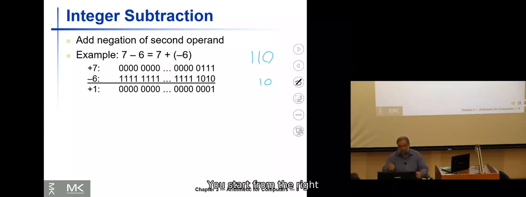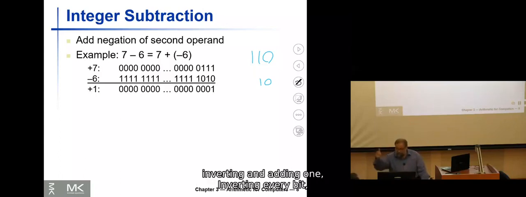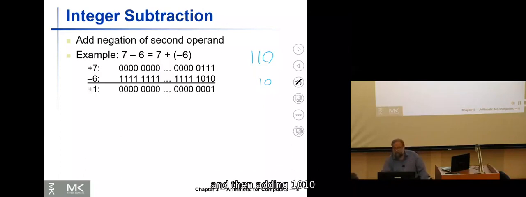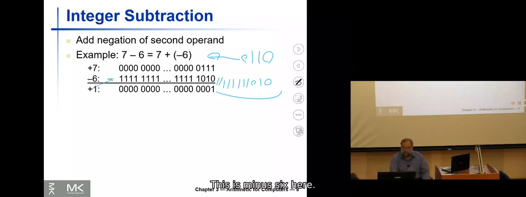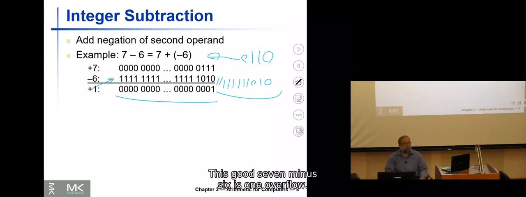You start from the right until the first one and then negate everything. It is the same as inverting every bit and then adding 1. So 0, 1, 0, and the other zeros that we have here all became 1. So this is minus 6 here. So 7 plus minus 6, when you add them, you get 1. That's good. 7 minus 6 is 1.